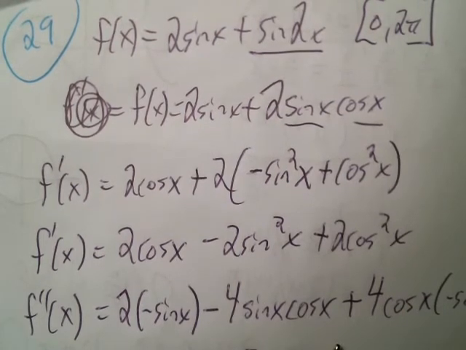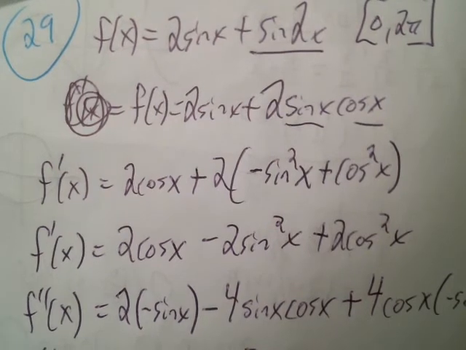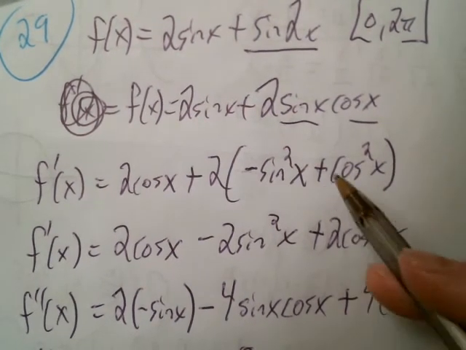Let me make 1,000,000% sure before I get in too deep. I'm already in too deep, but where are you? Sine of 2x is equal to 2 sine x cosine x. Yeah, I'm fine. So let's make sure this is right.